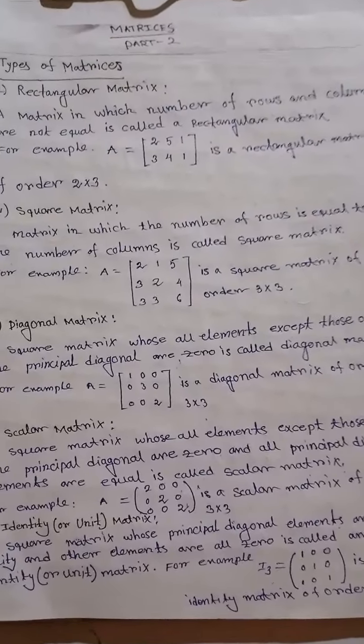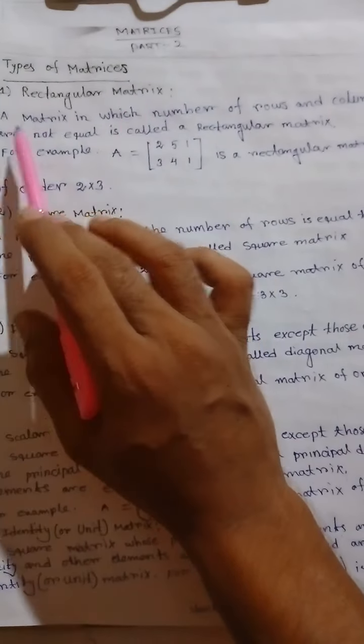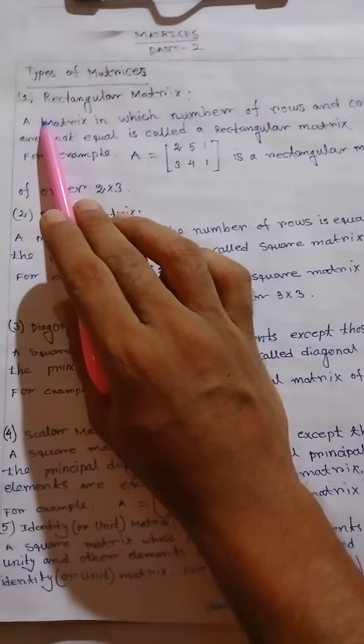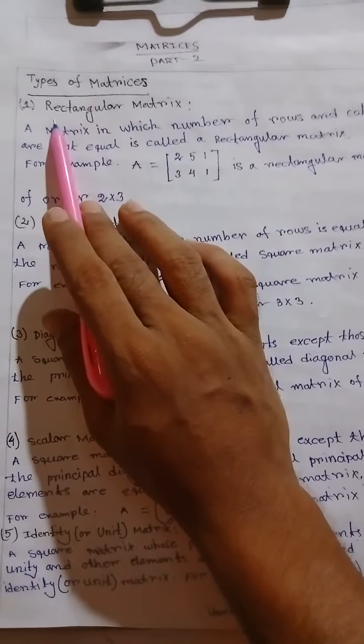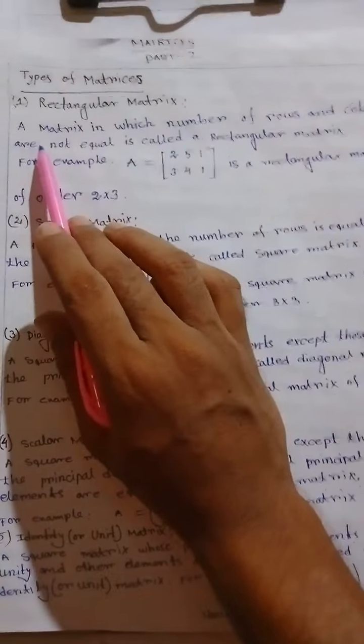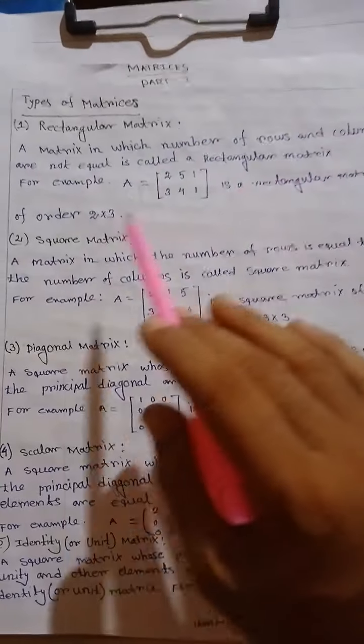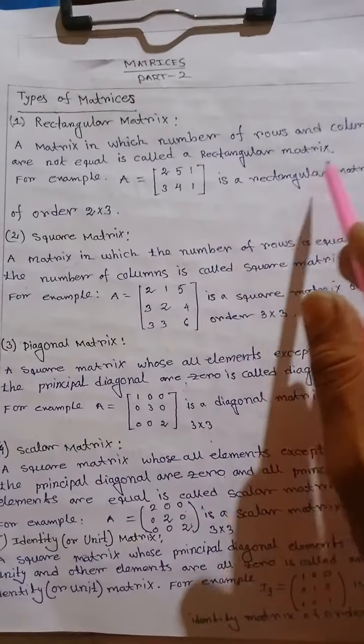Matrix Part 2. Types of matrix. First, definition of rectangular matrix. A matrix in which number of rows and columns are not equal is called a rectangular matrix.